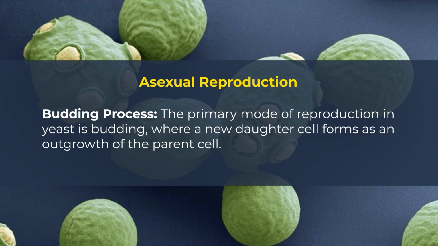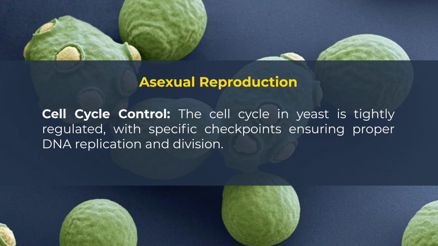The primary mode of reproduction in yeast is budding, and we have talked about the process in the previous slide, where a new daughter cell forms as an outgrowth of the parent cell. How does the cell cycle happen, how is the cell cycle controlled? Because as you know, in eukaryotic cells the cell cycle is controlled and regulated. It has checkpoints, it has regulatory proteins. So how is the yeast cell cycle controlled?